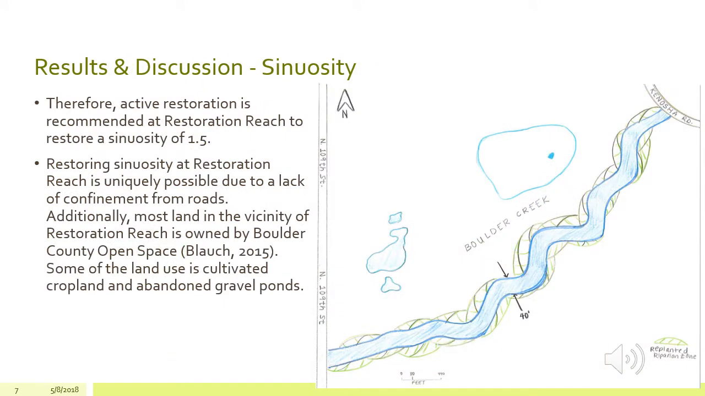Therefore, active restoration is recommended at Restoration Reach to restore a sinuosity of 1.5. The proposed design is sketched to the right. Restoring sinuosity at Restoration Reach is uniquely possible due to the lack of confinement from roads. Additionally, most land in the vicinity of Restoration Reach is owned by Boulder County Open Space. There is some land that is cultivated by cropland and abandoned gravel ponds.